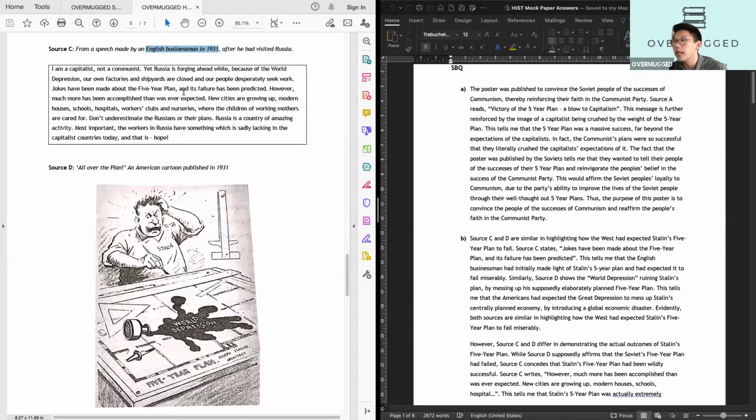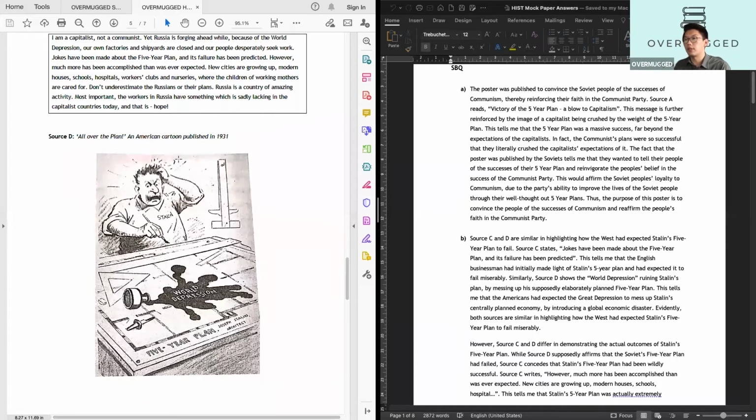Yet Russia is forging ahead, while because of the World Depression, our own factories and shipyards are closed and our people desperately seek work. Jokes have been made about the 5-year plan and its failure has been predicted. However, much more has been accomplished than ever expected. New cities are growing up, modern houses, schools, hospitals, workers' clubs, and nurseries, where the children of working mothers are cared for. Don't underestimate the Russians or their plans. Russia is a country of amazing activity. Most important, the workers in Russia have something which is sadly lacking in the capitalist countries today, and that is hope.